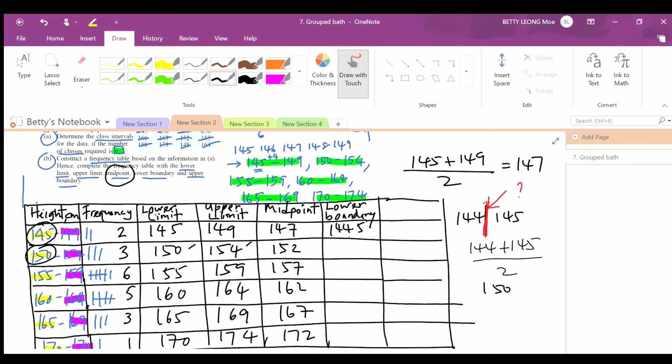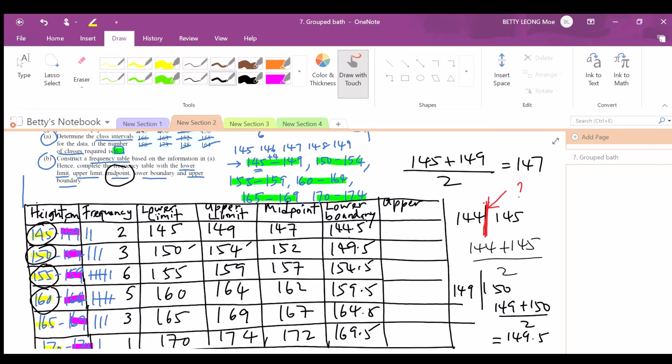The next one is 150. The number below will be 149. So you add 149 plus 150, you divide by 2, you'll get 149.5. And you can see the pattern. Actually, you just minus 0.5 from 155. So this one you will get 154.5. See the pattern? This one will be 159.5. You just minus 0.5. And then this one you'll get 164.5, and this one 169.5.